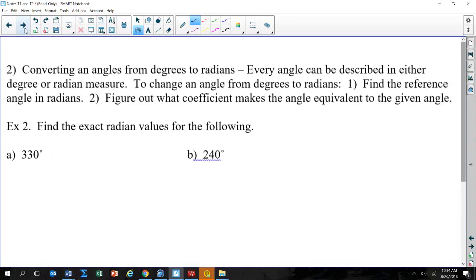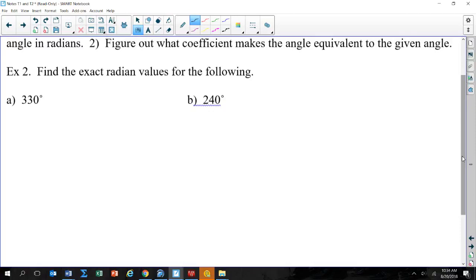All right, number 2 is converting from degrees to radians. So we're going in the opposite direction. It says every angle can be described in either degree or radian measure. To change from degrees to radians, we find the reference angle in radians and then find out what coefficient makes the angle equivalent to the given angle. We did this before, but we're going to do it again. So 330. Let's think about what quadrant 330 lies in.